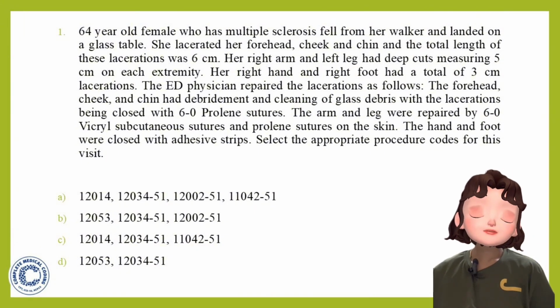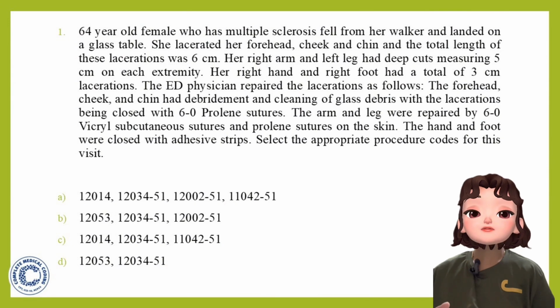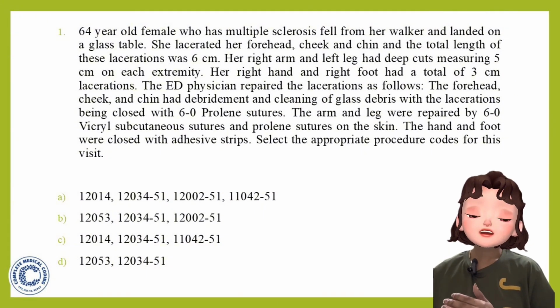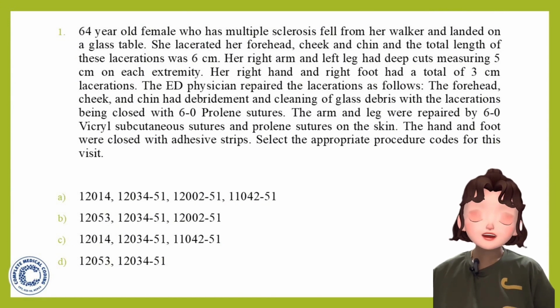But intermediate repair means a layered closure, more than one layer of the skin is getting sutured or closed. Here it is mentioned as subcutaneous sutures, so the sutures are being placed through the subcutaneous tissue. So this is a layered closure, or intermediate repair. Complex means it will be extensive, deep. This is not complex, so this is intermediate repair, and you have to code for the intermediate wound repair. So the first code, 12014, which is simple repair, is the wrong option. Skip that one.